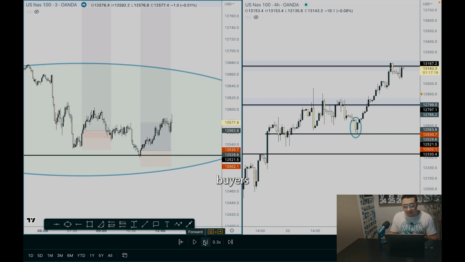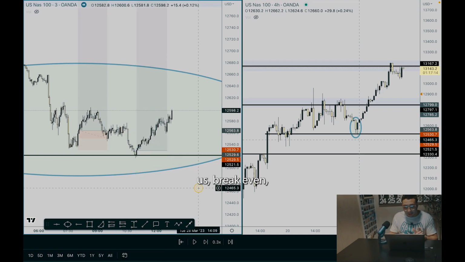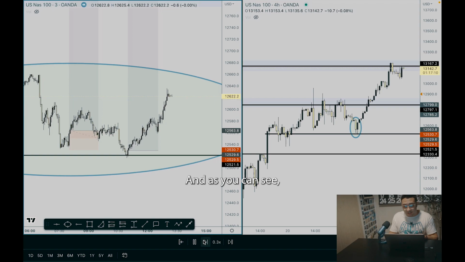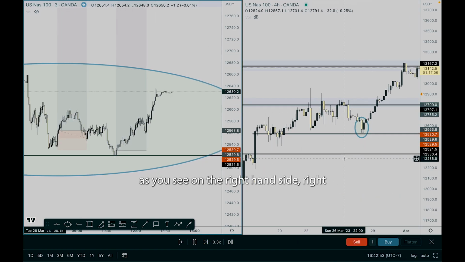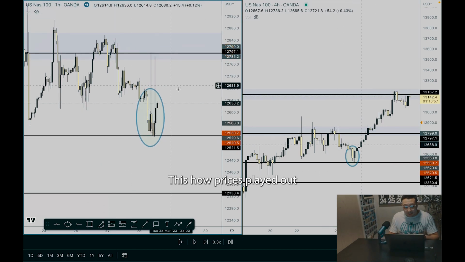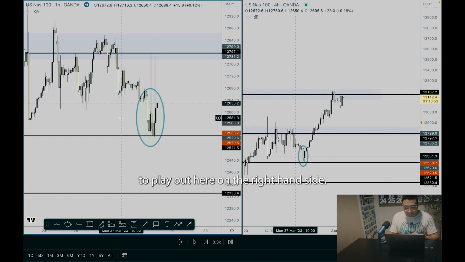So now you caught the buys, and you're going to reduce your risk, place stop loss to break even, and just let the trade play out. Okay, and as you can see, it doesn't ever come back. It just completely moved higher, as you can see on the right-hand side, right? As you can see here on the 1 hour, this is how price played out, and this is how it continued to play out here on the right-hand side.